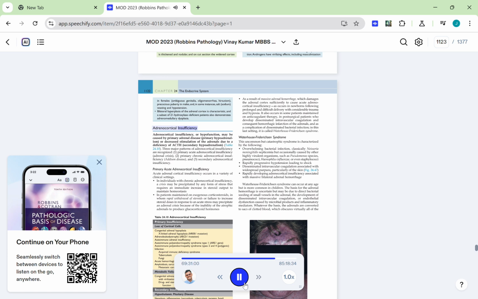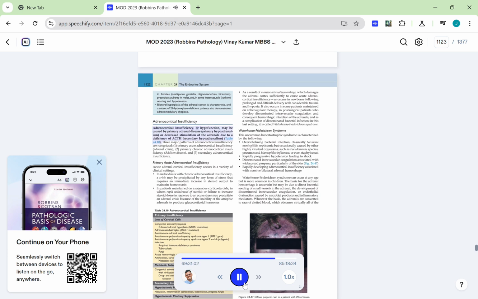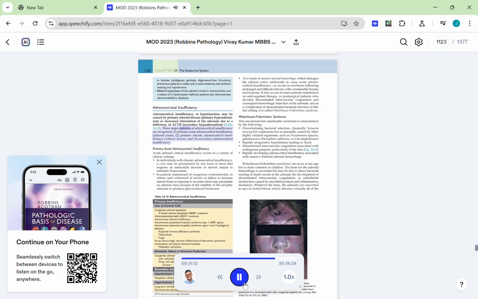Adrenocortical insufficiency. Adrenocortical insufficiency or hypofunction may be caused by primary adrenal disease or decreased stimulation of the adrenals due to a deficiency of ACTH. Three major patterns of adrenocortical insufficiency are recognized: primary acute adrenocortical insufficiency, primary chronic adrenocortical insufficiency, and secondary adrenocortical insufficiency.